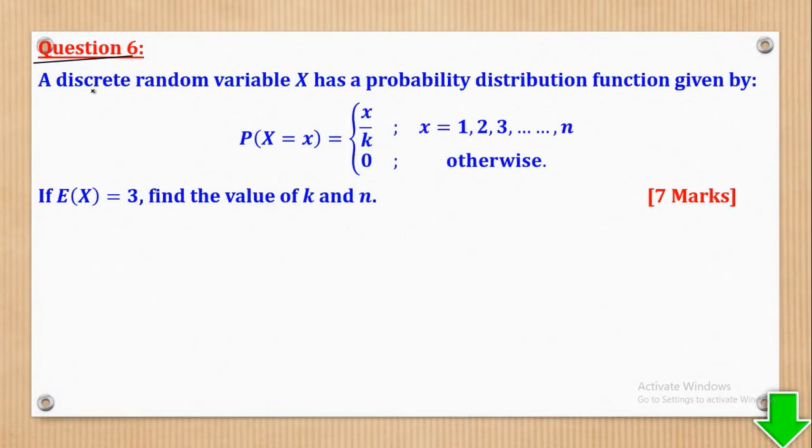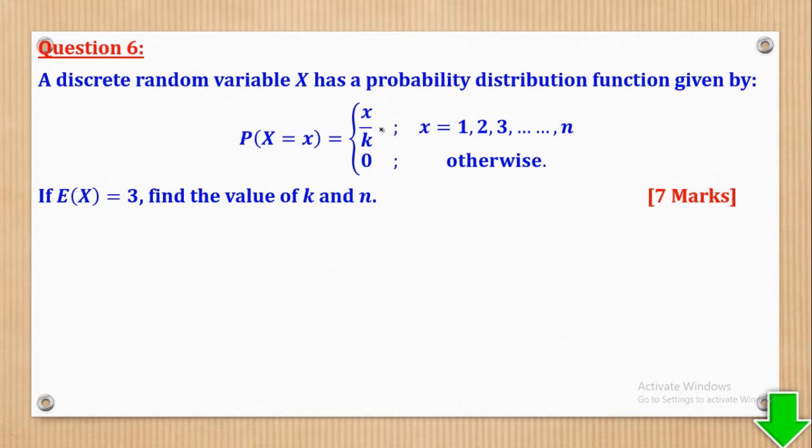Question 6 says a discrete random variable x has a probability distribution function given by this. If E(x) is equal to 3, find the value of k and n. So I think you realize that in this distribution there are some values here which we don't know, but they stop at n, and we also don't know the value of n. So in this case they have given us two unknowns.